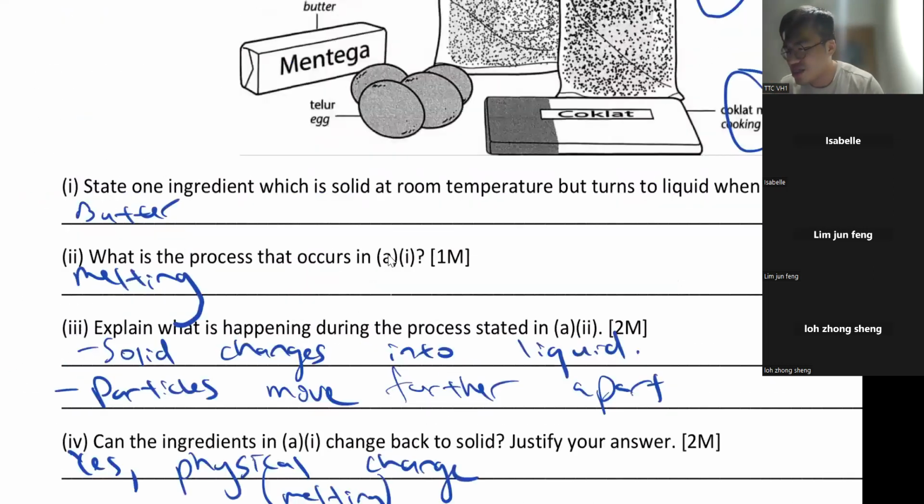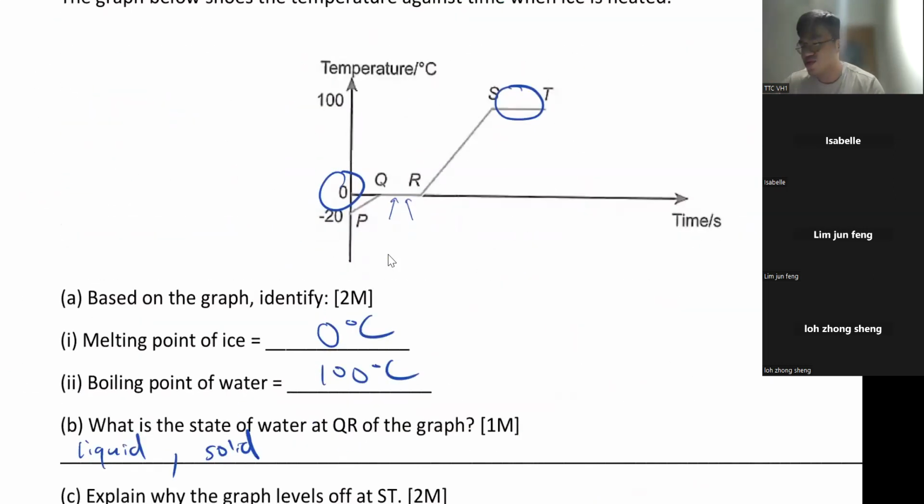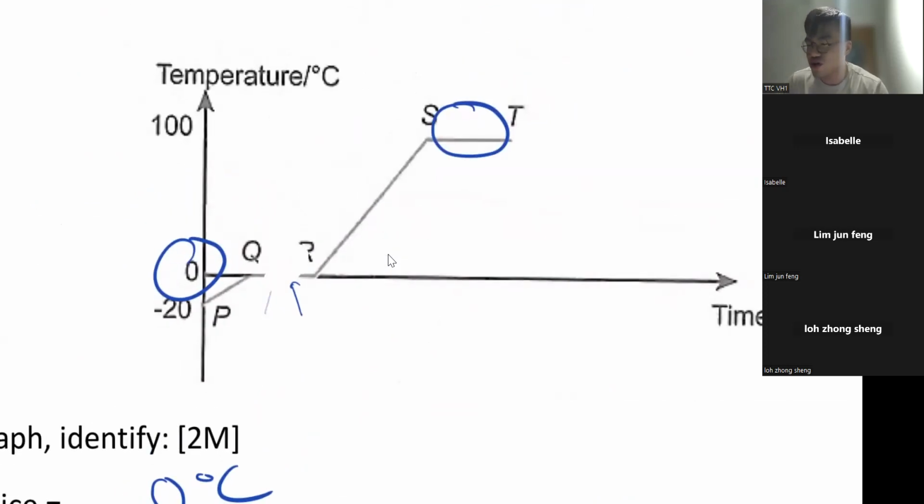This is a graph that you haven't learned. Some schools will teach, some schools will not. Let me put it this way. When you take out ice from the fridge, it's negative 20 degrees, and then all the way up. Oh, your school got it. When you take out ice from the fridge, the ice will start getting hotter. So the ice will start melting.